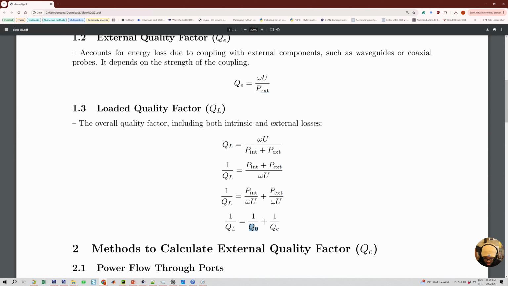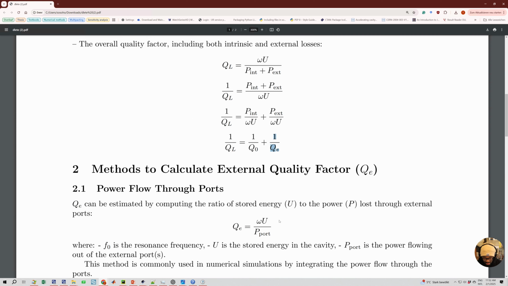So the intrinsic quality factor is calculated in CST using the perturbation method, and for this you would have to specify the conductivity. We would see that. The external quality factor can be calculated using different methods, which can be found in literature. So there are different methods to estimate the external quality factor, and we are going to look at those now.